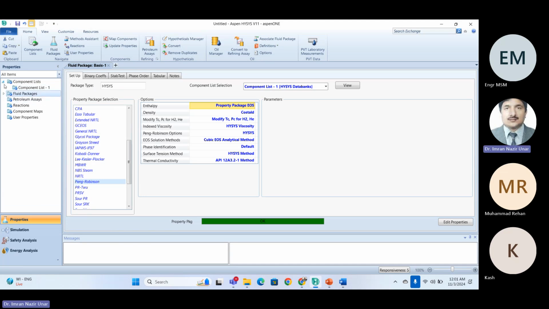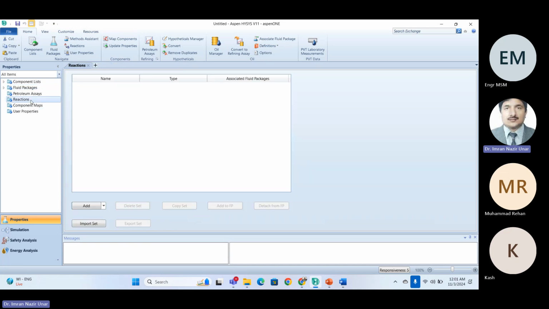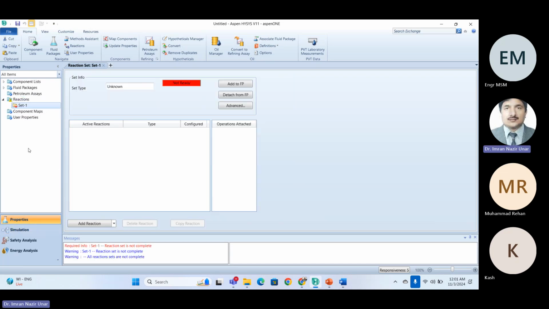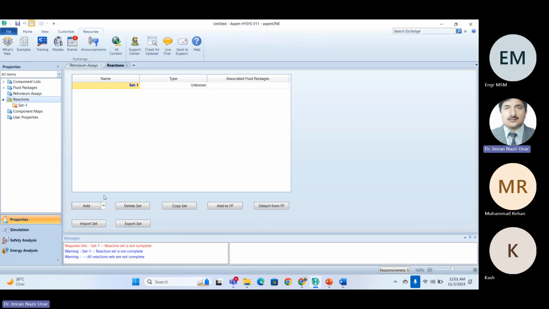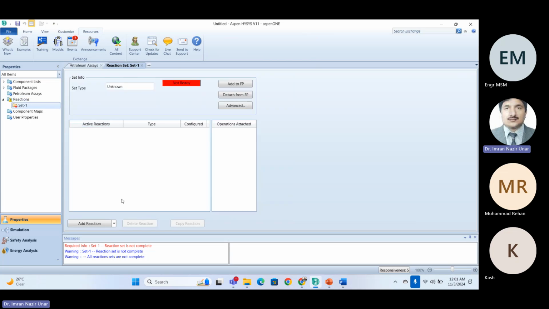Now, we have already seen these two tabs. Now, this is the first time we are entering the reaction tab. When we say reactions, this tab is basically the definition of the reactions. You have to define your reactions from this tab, and then later these defined reactions can be applied in our simulations. So first of all, we click on reactions, and when we click add, you will notice that one reaction set is developed, and under this set, you have to define multiple reactions. You can define only one reaction, or you may have different kinds of reactions.